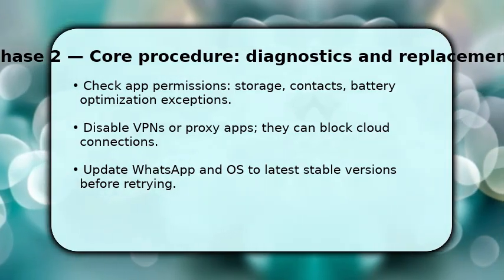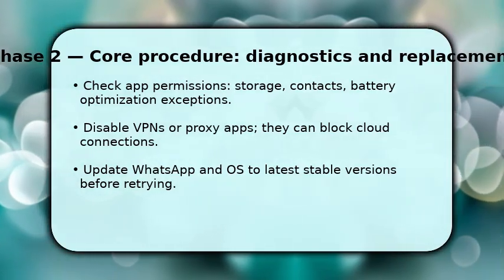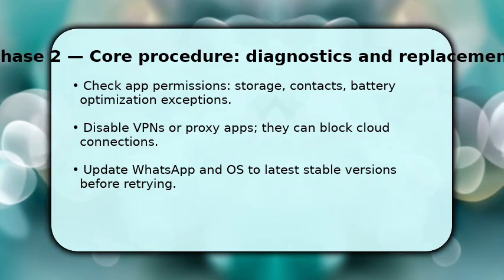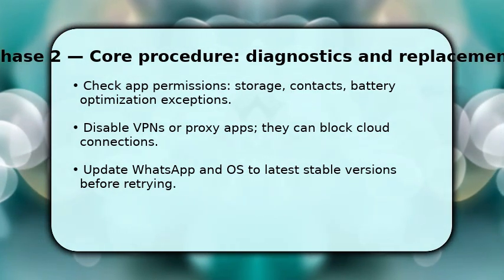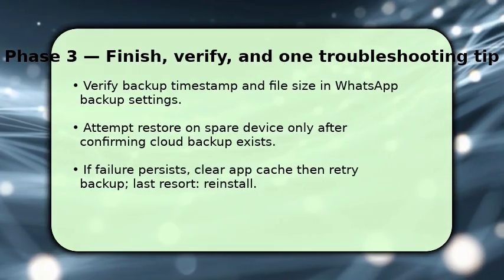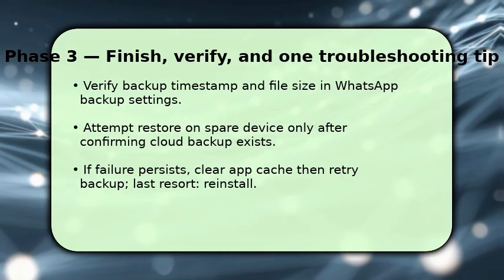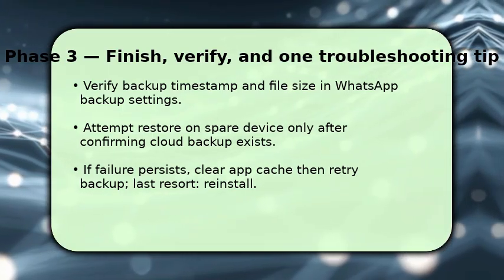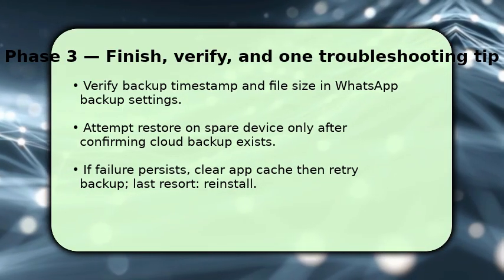Watch the progress indicator until it finishes. To finish, confirm the backup completed by checking the timestamp and file size in WhatsApp backup settings. This proves data reached the cloud. Once confirmed, you can test restore on a spare device or after reinstalling to ensure everything is intact.